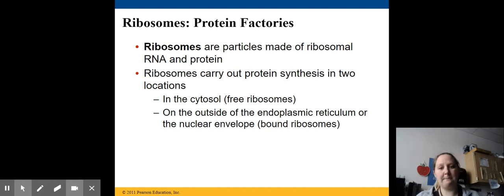Ribosomes are particles that are made of ribosomal RNA and proteins. Their job as an organelle is to carry out protein synthesis, and this happens in two different ways. First, as free ribosomes in the cytosol, and second, on the outside of the endoplasmic reticulum, or inside the nuclear envelope, which is called bound ribosomes. The type of protein they make depends on if they are a free or a bound ribosome.